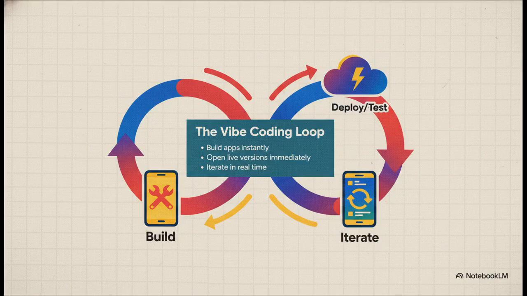This whole process creates what's known as the vibe coding loop. You build from your phone, test the apps instantly via that deployed link, open live versions immediately, and just iterate in real time. The days of having a great idea on the go, jotting it down in a notes app, and waiting until you're finally sitting back at your desk to execute it, those days are completely over. The loop is now continuous no matter where you are.